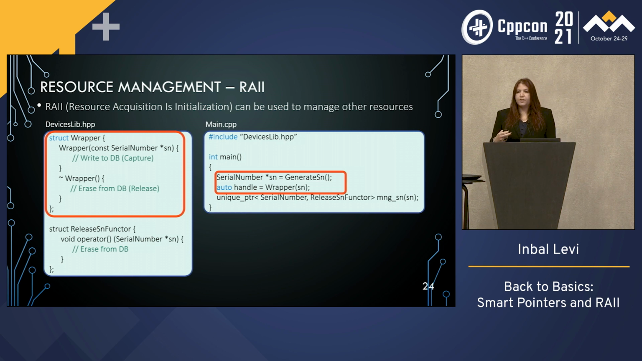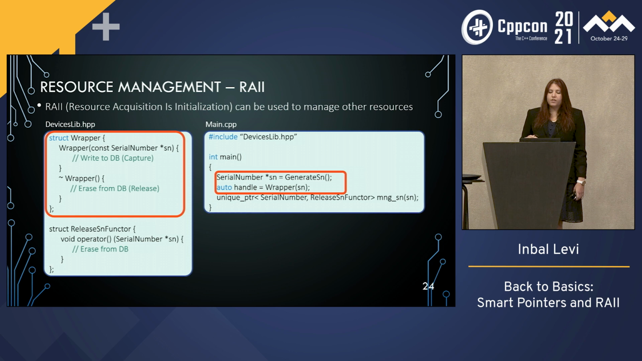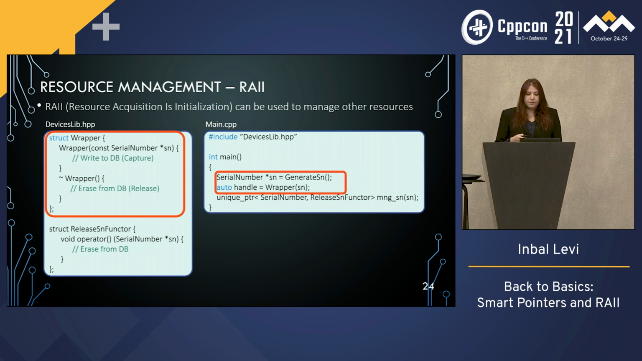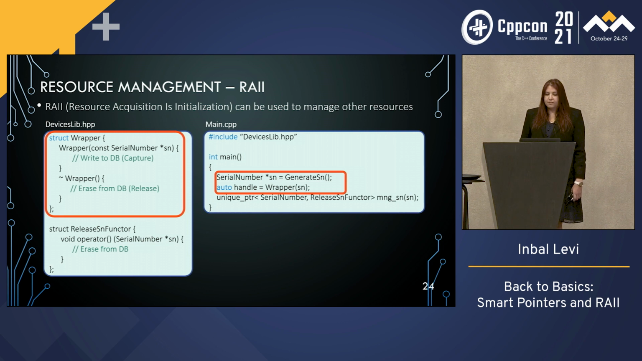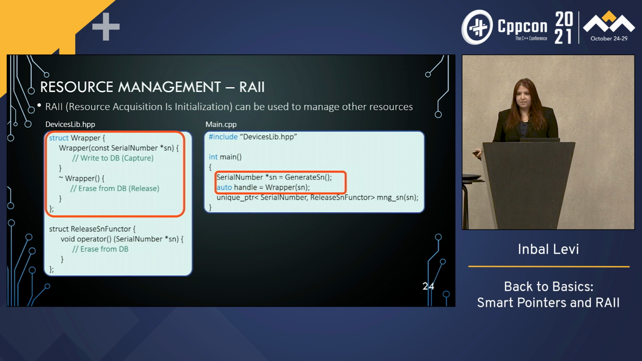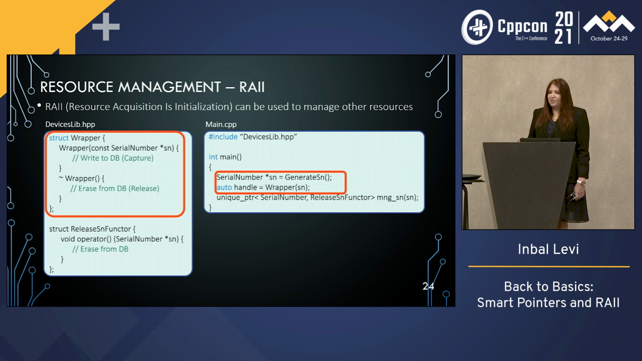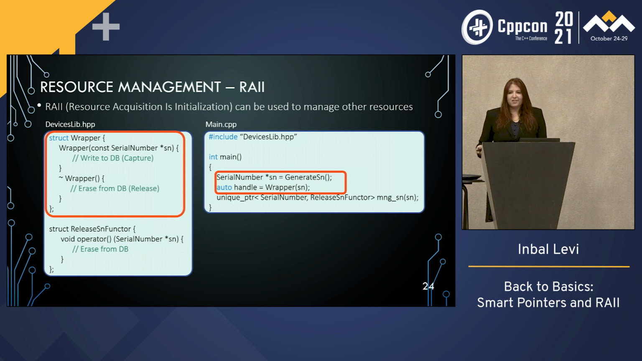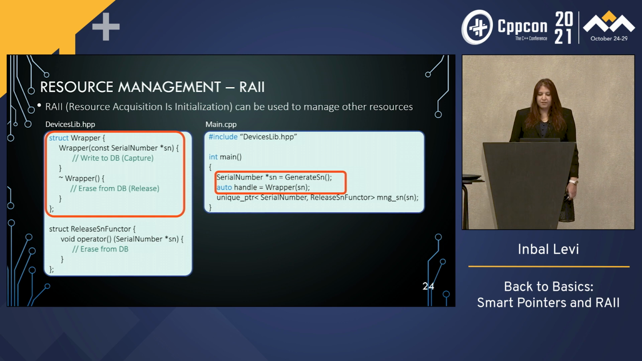Now I want to have some kind of ownership of my serial number. But this is not memory ownership. This is more of a logical ownership of this thing. So in this example, what I did is I created a wrapper that writes the serial number to a database, for example, when it's created, when I capture it. And then at the end of scope, it erases the serial number from the database. Now, I try to emphasize here that RAII can be used not only for memory-related topics, and ownership is also something that you need to make sure you define well when you talk with your coworkers and when you try to define the design of your program.